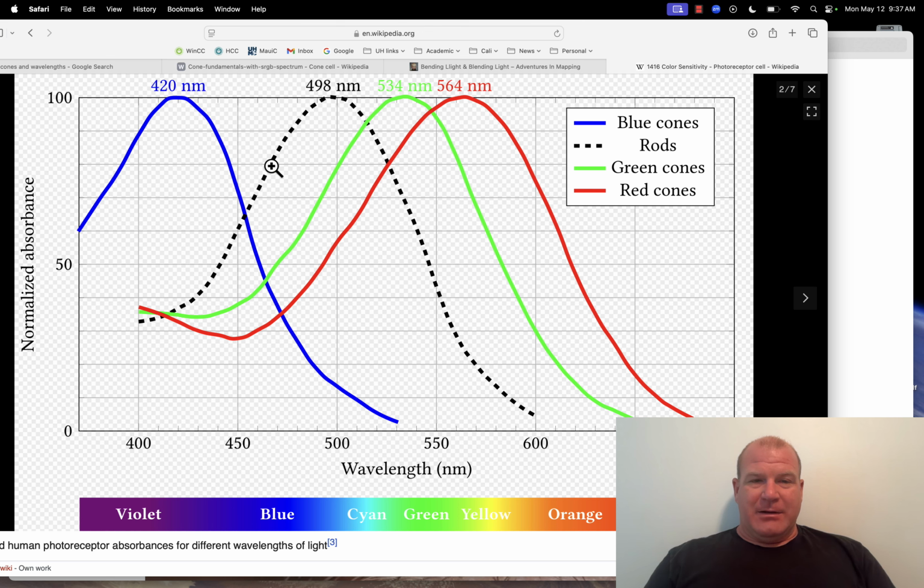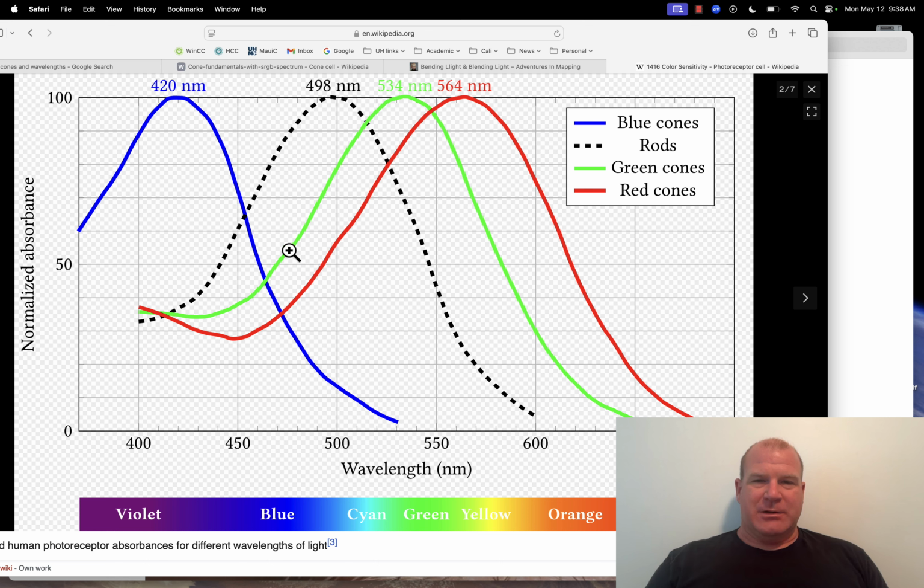And then here, the dashed line is your rods. I'm sorry, rods, not cones. So we have different types of light sensitive cells in our eyes. We have rods and cones, and we have three different types of cones. Rods only tell us intensity of light, and cones tell us color. We have three different color sensitive cells, and some people have fewer, and we call them colorblind. There are actually people that have four, and they're called tetrachromats.